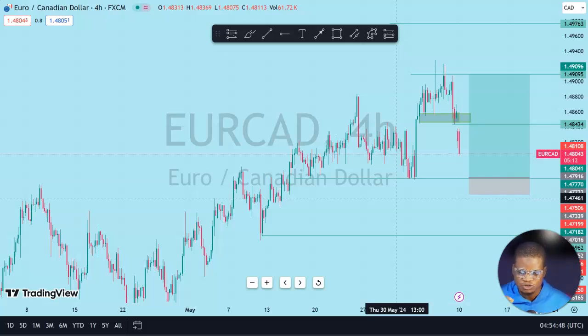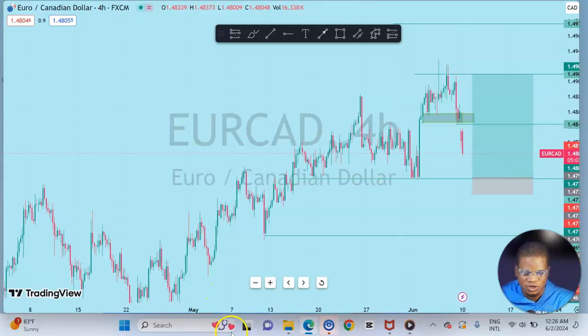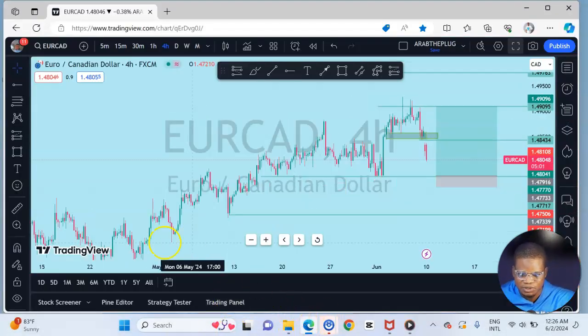Once you see them, you should be able to tell this candlestick pattern is telling us the price is about to move upward, or this candlestick is telling us the price is about to move downward. That is the most important part of candlestick patterns. You should be able to tell what each candlestick pattern signifies.